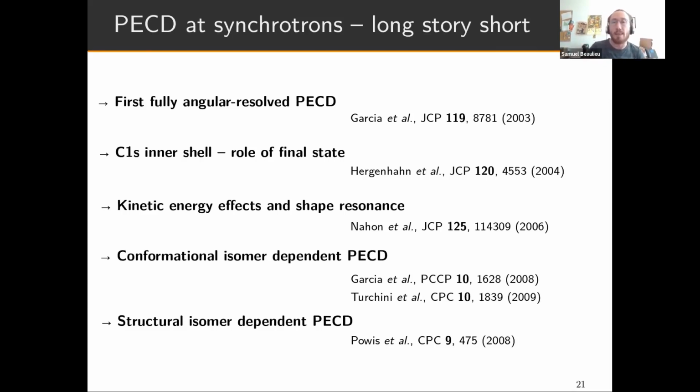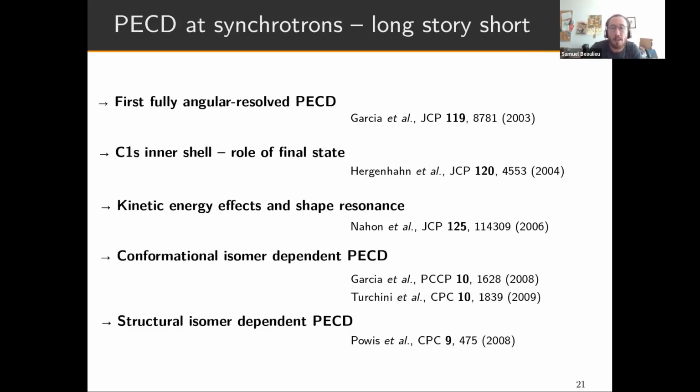One year after that, Ergenan and co-workers demonstrated that near threshold ionization from a carbon 1s orbital, so a very deeply bound electron from a spherical orbital, can also lead to photoelectron circular dichroism. And this demonstrates that the initial orbital doesn't need to be chiral, and that the scattering of the electron in the final states is also very important to the emergence of PECD, and I will come back to this later.